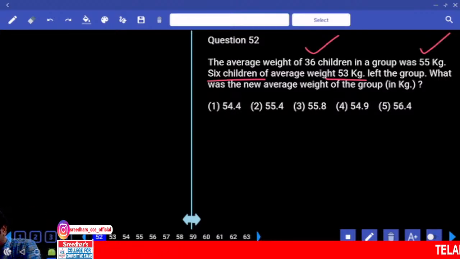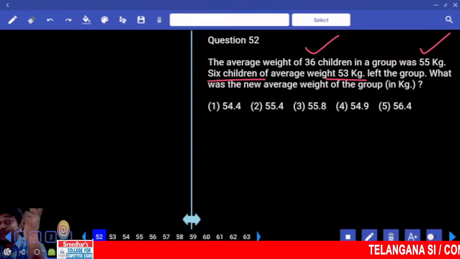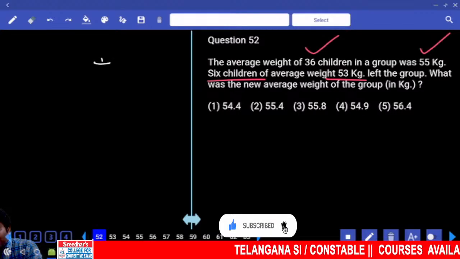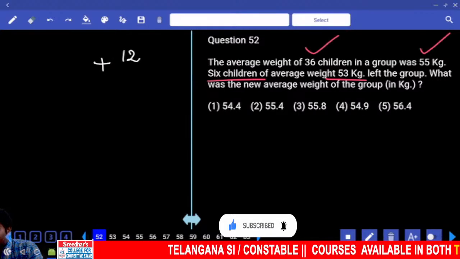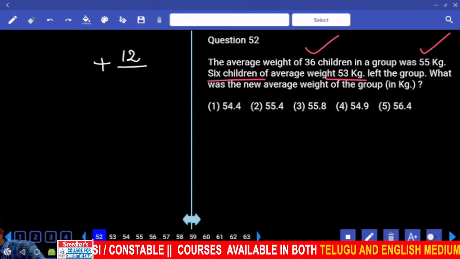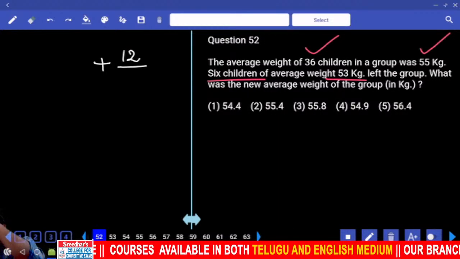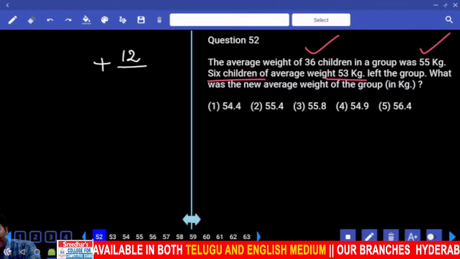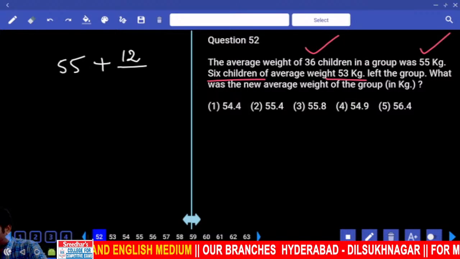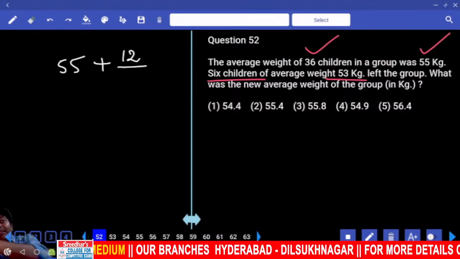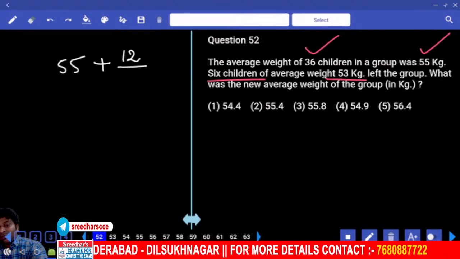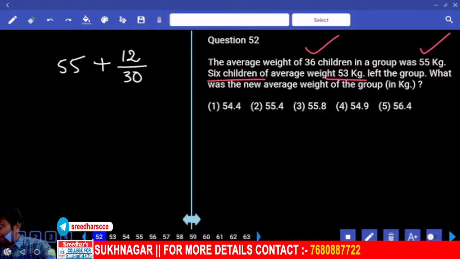Each person leaving takes 2 less. Like that, how many people are going? 6 people. So 6 into 2, 12 chocolates are extra here. So what will you do with these 12 chocolates? You have to divide these extra chocolates among the existing people in the group, right? So for the existing people, will the average increase or decrease? Already how much is there? 55. Now we have 12 chocolates extra. That must be distributed among the people in the class. Out of 36 people, how many left? How many are there? So these 12 must be adjusted among 30 people.